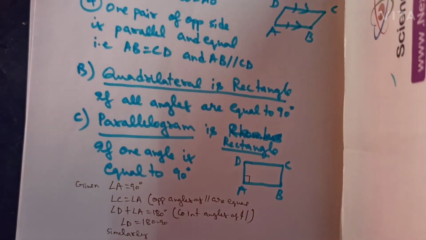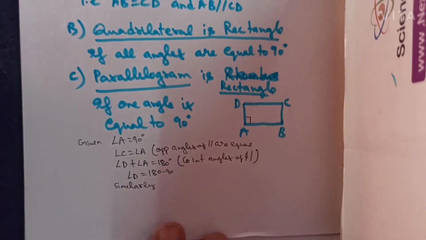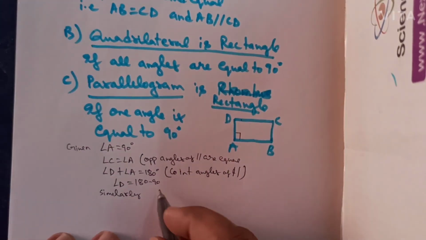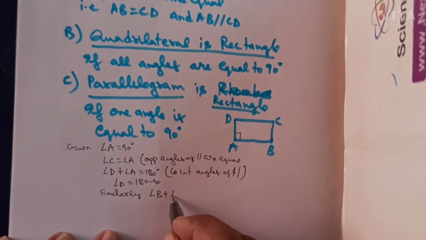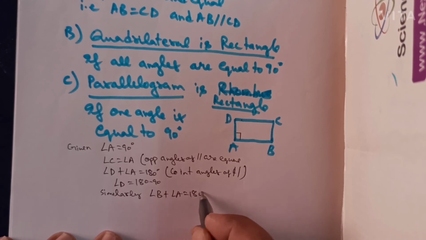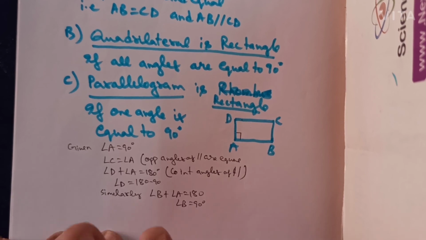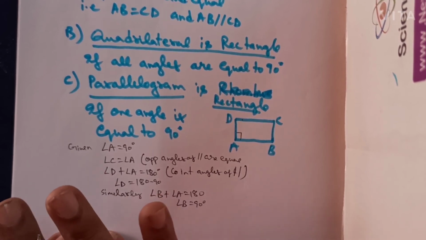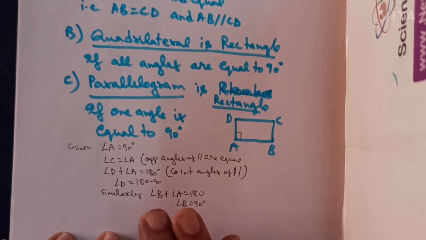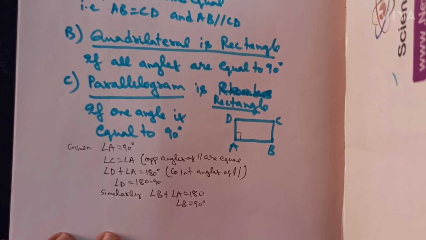Similarly, angle B plus angle A equals 180, so angle B will be equal to 90 degrees. So if we just prove that one angle of a parallelogram is 90 degrees, then automatically it is proved that all the angles of the quadrilateral are 90 degrees, and if all the angles of a parallelogram are 90 degrees, then the given parallelogram is a rectangle.